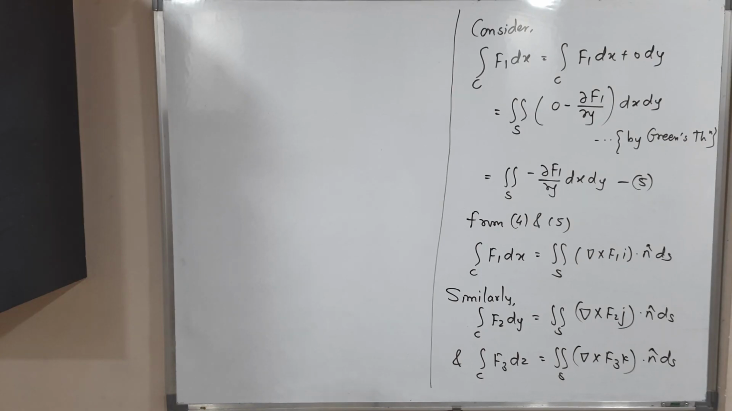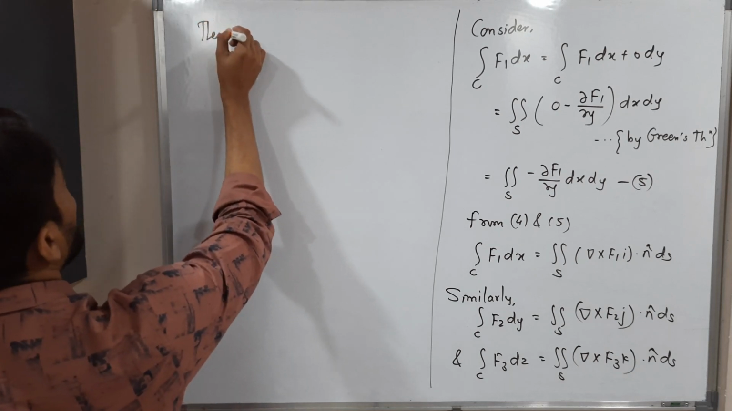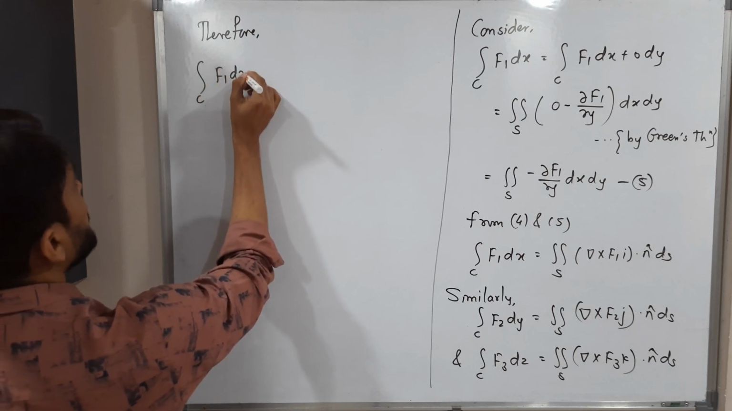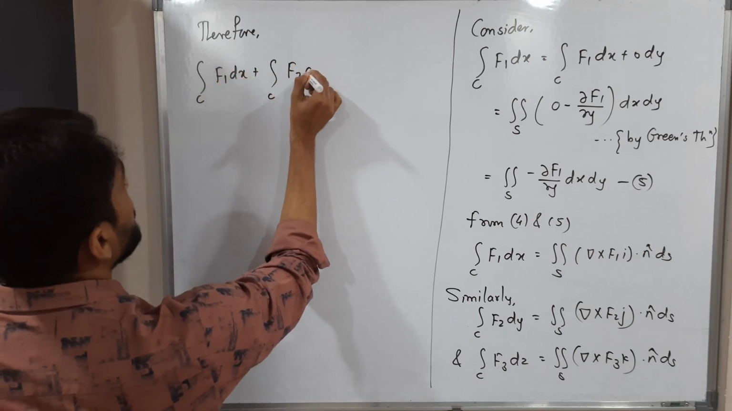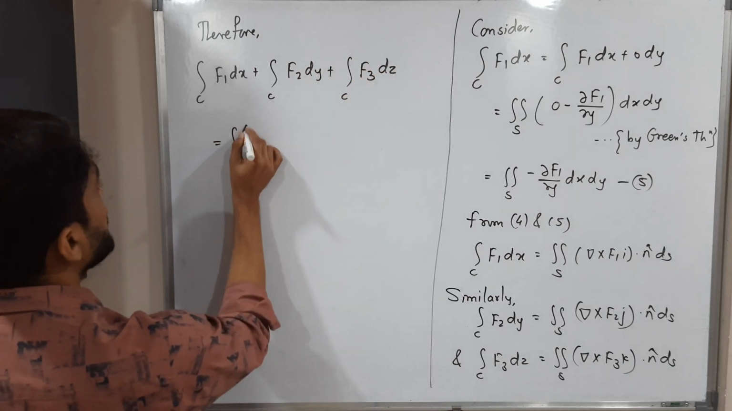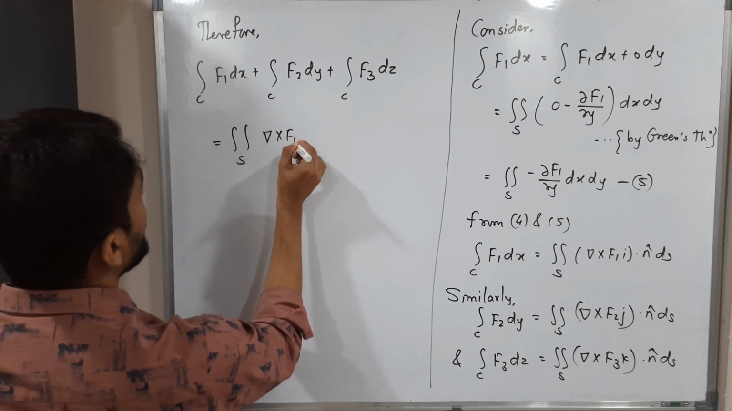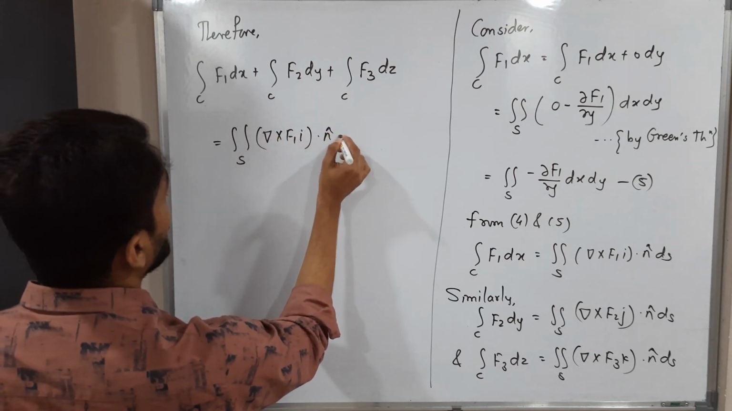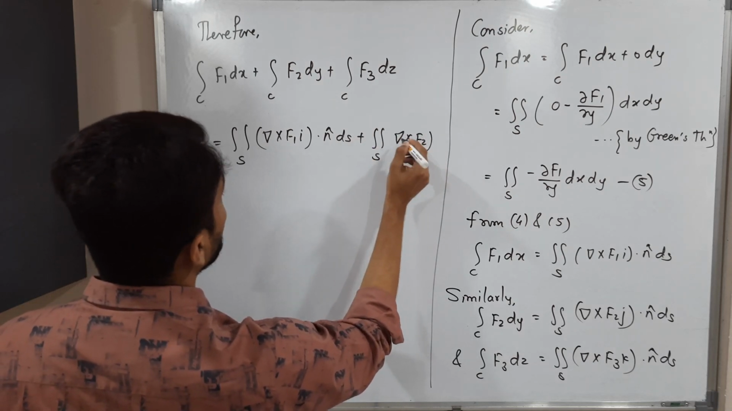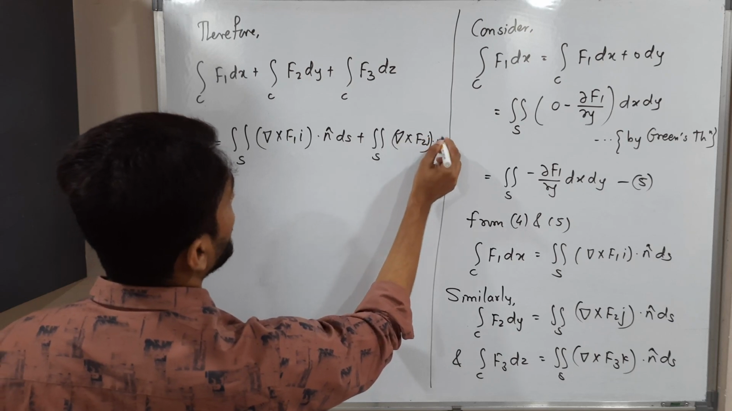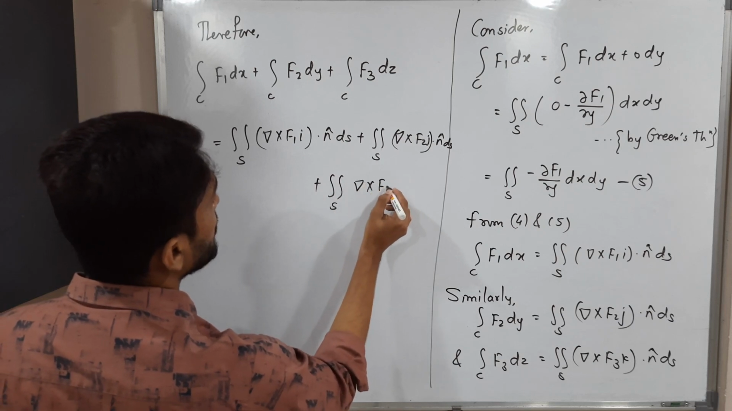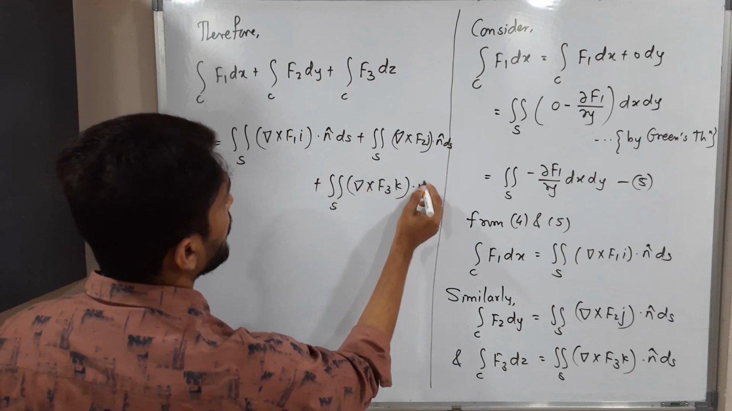If we add all these three integrals, then we will have, therefore, the integration over C of f1 dx plus the integration over C of f2 dy plus the integration over C of f3 dz is equal to double integration over S of (∇ × f1 i) dot n cap dS plus double integration over S of (∇ × f2 j) dot n cap dS plus double integration over S of (∇ × f3 k) dot n cap dS.